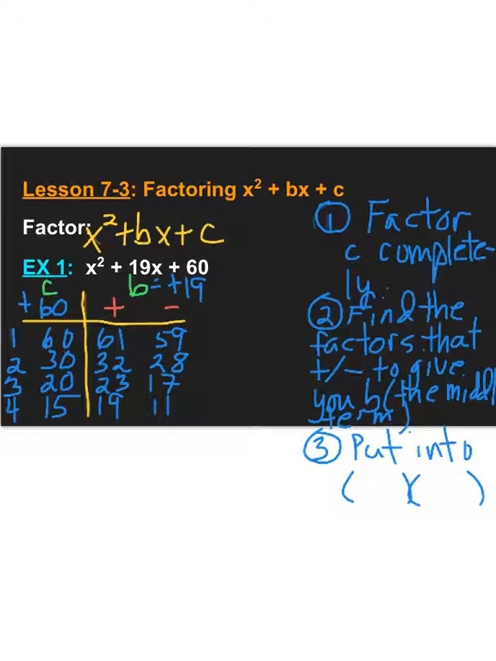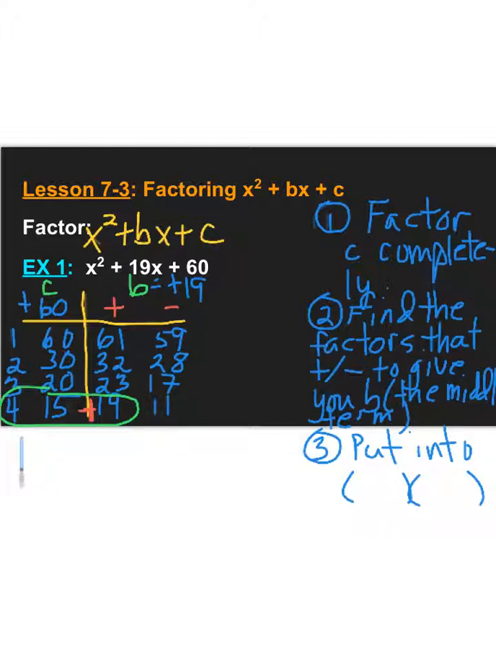So we choose these factors right here. And we have to figure out the signs. If we want 19 to be positive, so I'm going to put a plus right here by 19, we have to figure out the signs of 4 and 15.